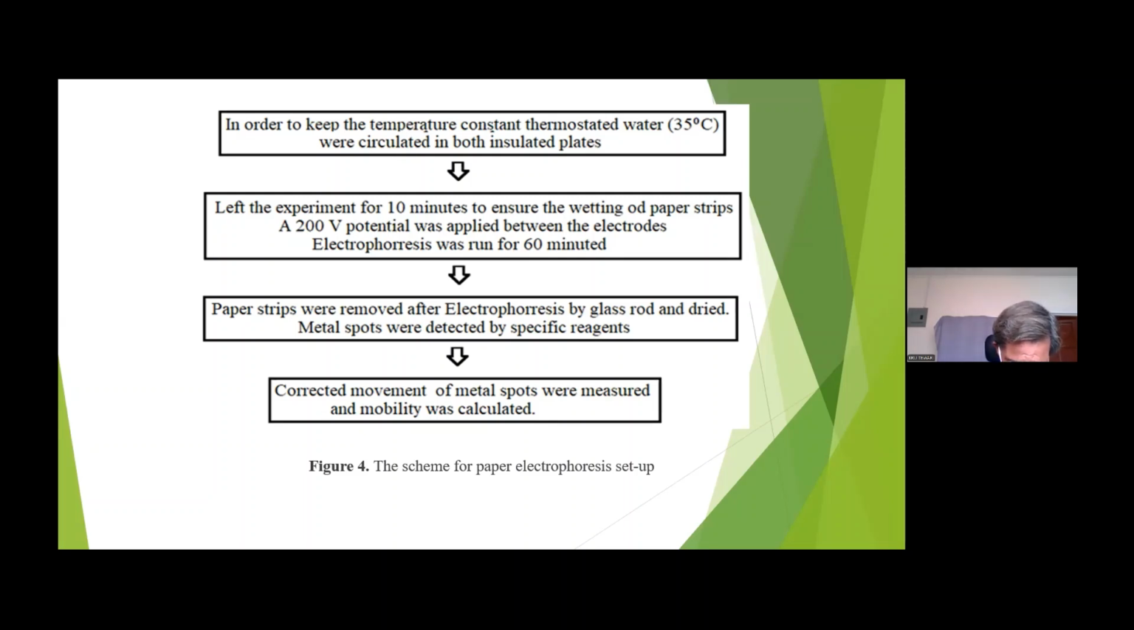The equipment was left for 10 minutes to ensure wetting of the paper strips. A 200 volt potential was applied and electrophoresis carried out for 60 minutes. If we apply 220 volt, then 1 hour. If I applied 110 volt, 120 minutes. Paper strips were removed after electrophoresis by glass rod and dried, and metal spots were detected by specific reagent. Corrected movement of metal spots was measured and mobility was calculated.